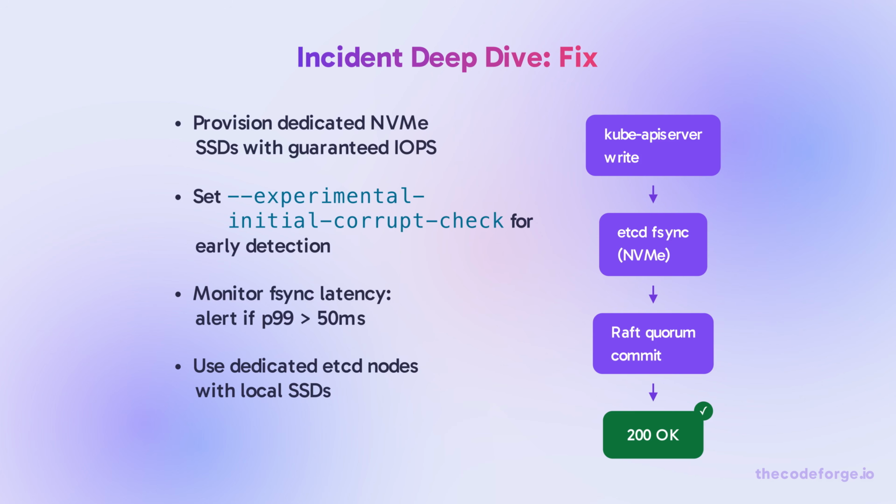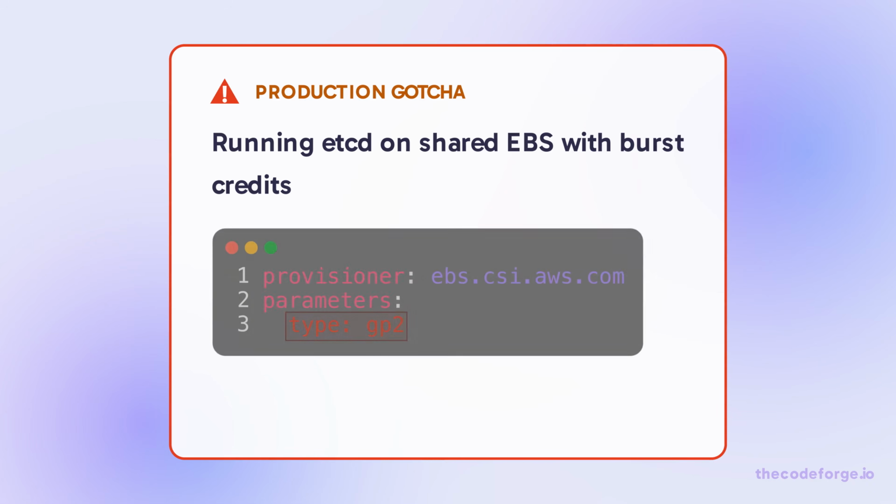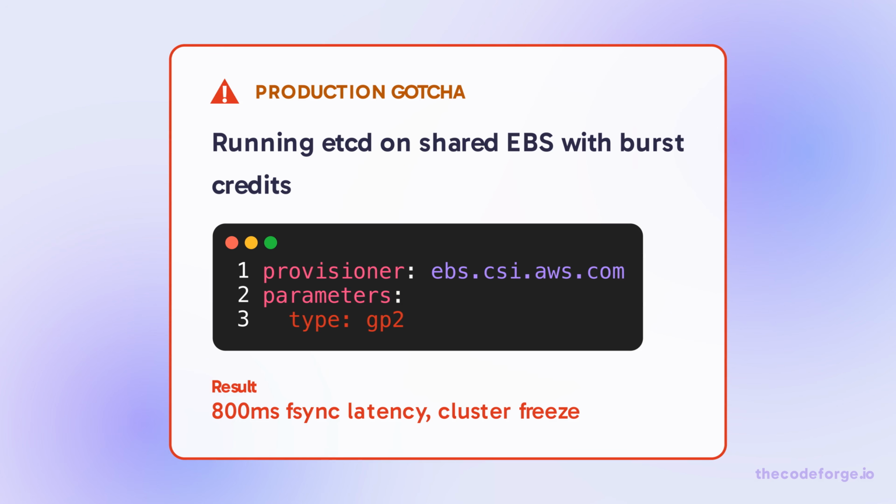The fix was to move etcd to dedicated NVMe SSDs with guaranteed IOPS, monitor fsync latency, and alert if P99 exceeds 50 ms. This resolved the incident and prevents recurrence. Using GP2 volumes for etcd is risky because burst credits can exhaust, causing latency spikes. Always use dedicated NVMe SSDs or GP3 with provisioned IOPS.